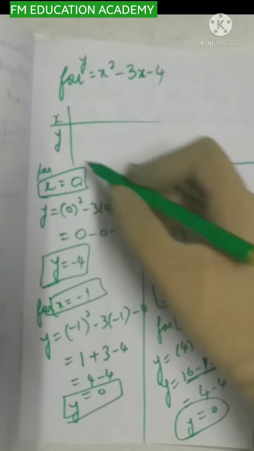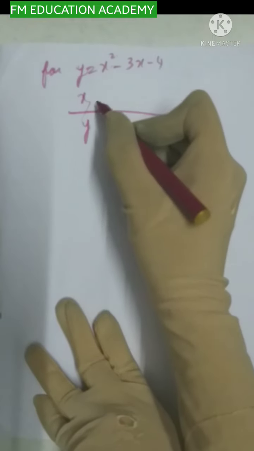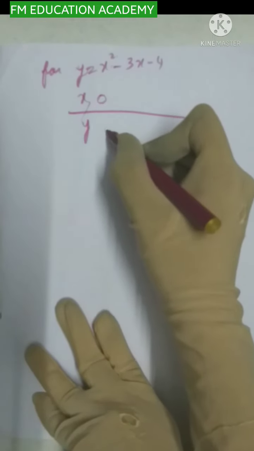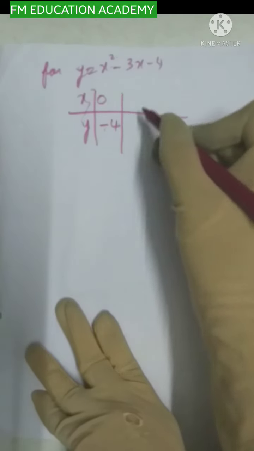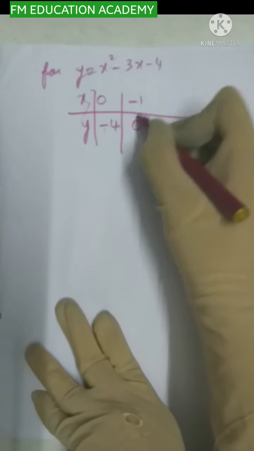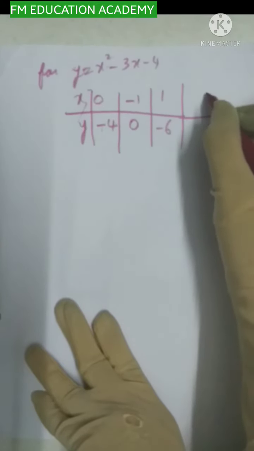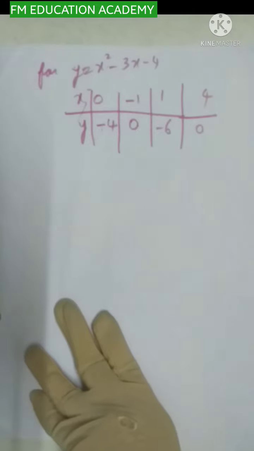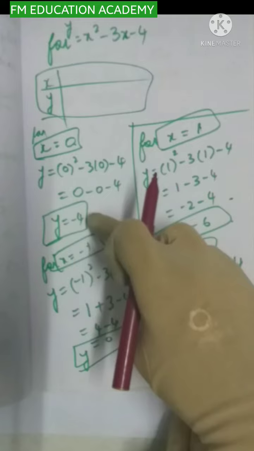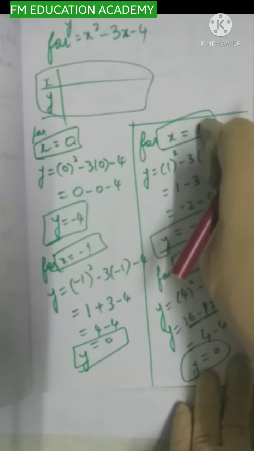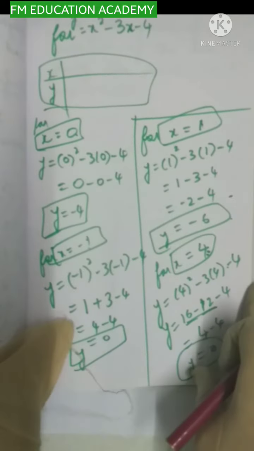Substitute all these points in the table which we have drawn, okay. When x is 0, we had y is equal to minus 4. What we got, I am writing that. When x is minus 1, we got y is 0. When x is 1, we got y is minus 6. When x is 4, we got y is 0. See how I have written these points? Like this. When x is 0, y is minus 4. When x is minus 1, y is 0. When x is plus 1, y is minus 6. When x is 4, y is 0. That is all I have written in the table.